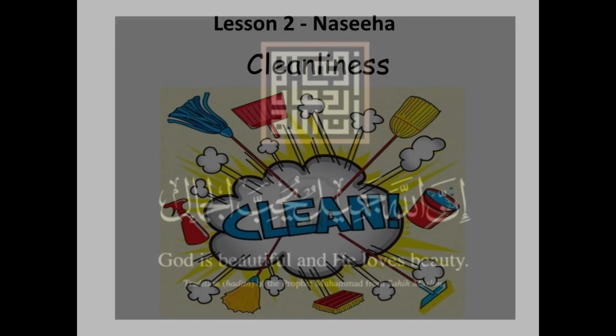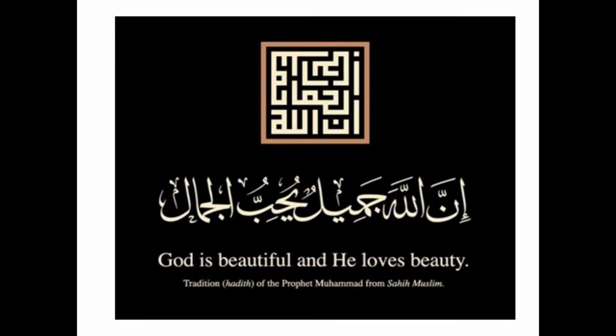The Prophet of Allah sallallahu alayhi wa sallam says, "Inna Allaha jameelun yuhibbul jamal." Indeed, Allah subhanahu wa ta'ala is beautiful and He loves beauty. Allah subhanahu wa ta'ala Himself is handsome, He's beautiful, He's pure from all kinds of faults. Allah subhanahu wa ta'ala is clean. And Allah subhanahu wa ta'ala loves those people that are clean, that are neat, that are presentable.